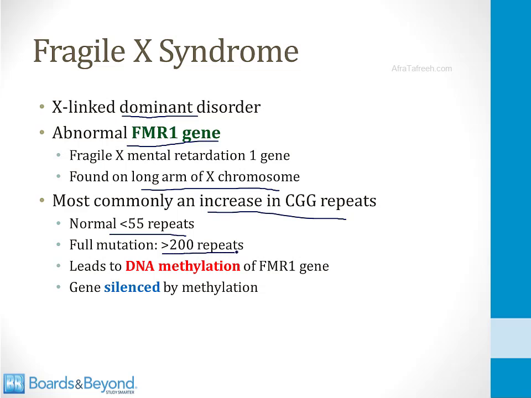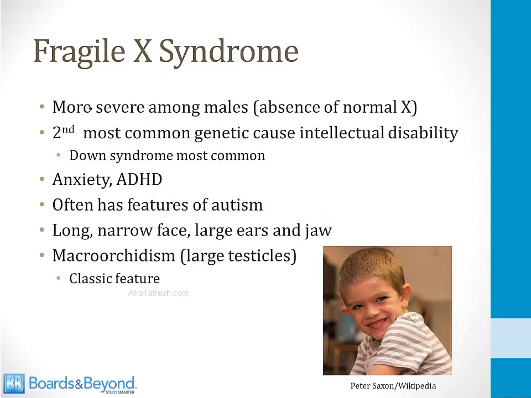And when there are this many repeats in the FMR1 gene, that leads to DNA methylation of the FMR1 gene. I talk about DNA methylation in the video in the biochemistry section on DNA structure. It is a mechanism by which genes can be silenced, and when the FMR1 gene becomes methylated, this leads to silencing of the gene, and therefore it doesn't function normally. Fragile X syndrome is more severe among males. Even though it is X dominant, because males have only one copy of the X chromosome, they have absence of a normal copy of the X chromosome, and that leads to a more severe syndrome.